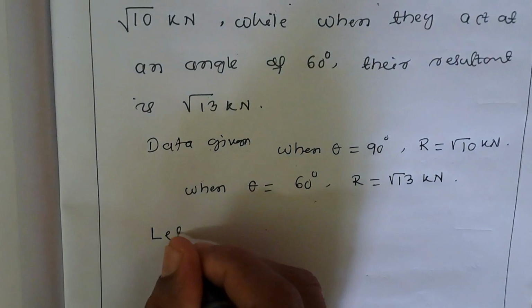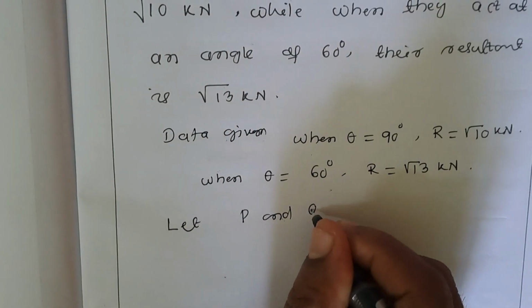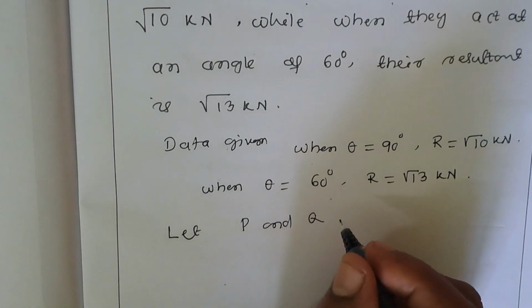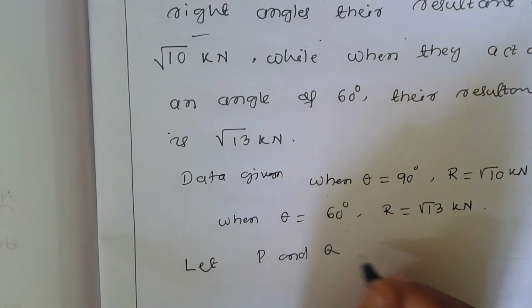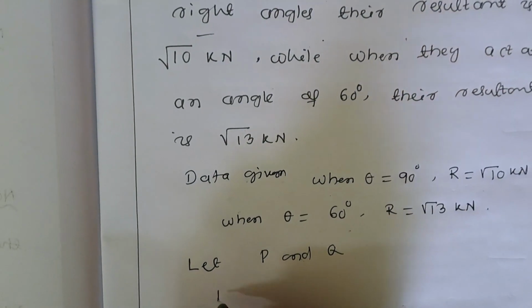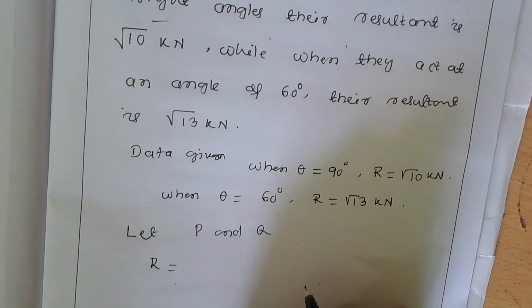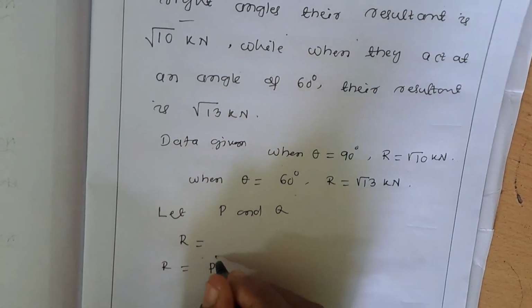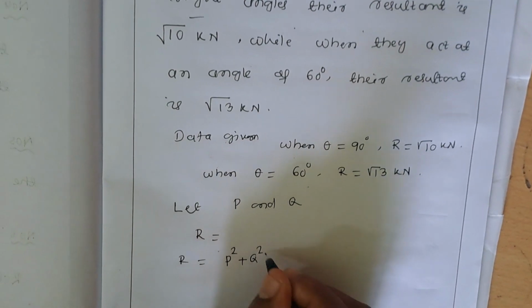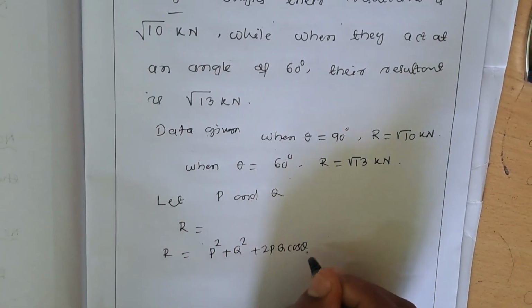Let P and Q are two forces, required forces acting at an angle theta between them, and R is equal to the resultant force. You know that R is equal to root over P square plus Q square plus 2PQ cos theta.